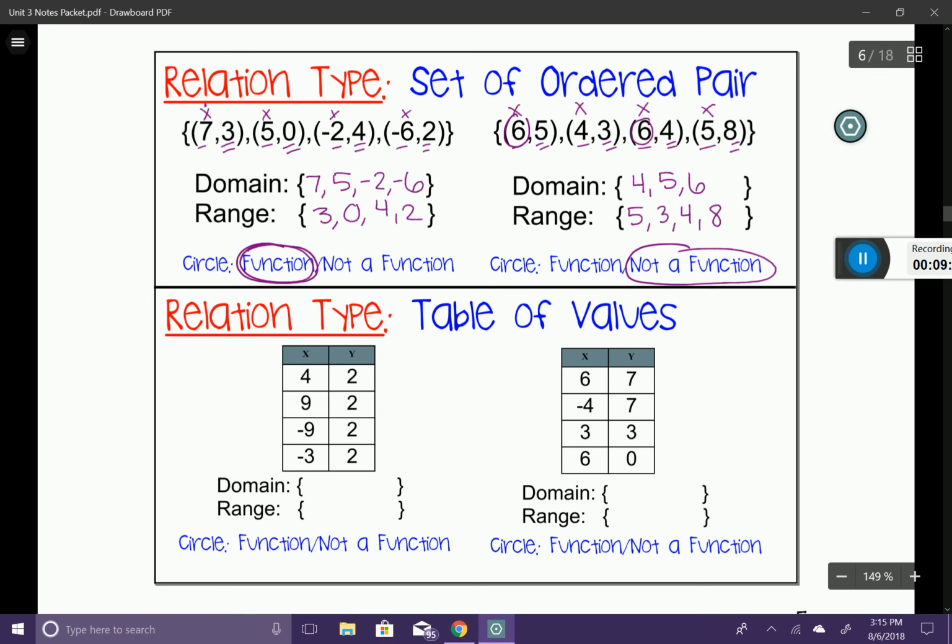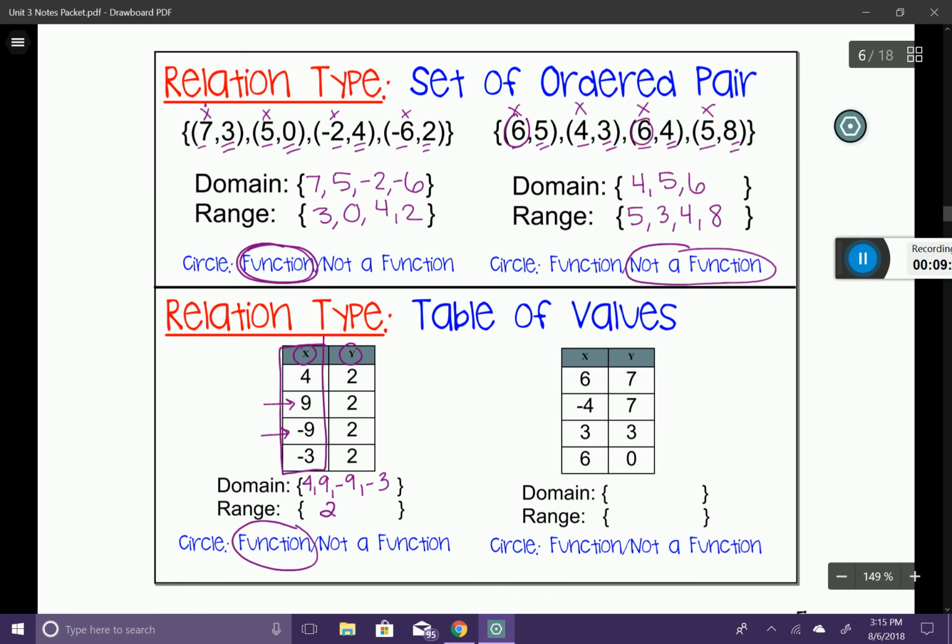To put it in our notation, all we need to do is look at the x values and then the y values. So I'm going to write my domain values as 4, 9, negative 9, and negative 3. And you can see my range values are all the same, so I'm only going to write my 2 just once. Now to determine if it is a function or not, all I need to do is look at that first column, my x column, and I can see that none of them repeat. I understand that I have a 9 and a negative 9, but we know those are not the same numbers on the number line. So they're not the same, which means this is going to be a function.